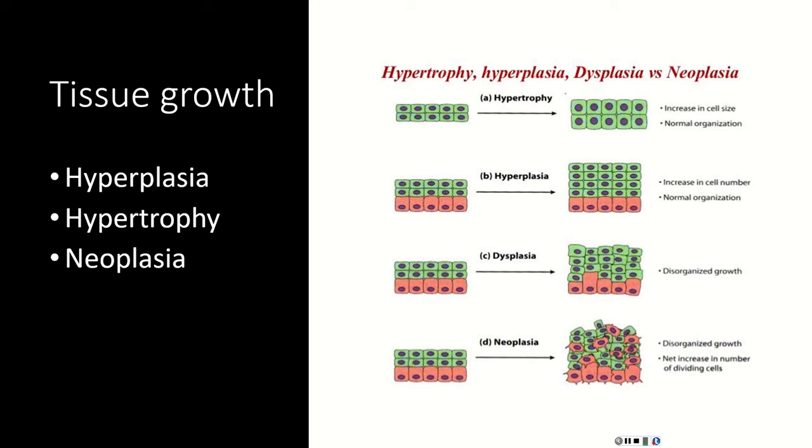Next, there is hypertrophy. In hypertrophy, the number of cells stays the same, but the cells themselves get bigger. So here we still have 10 cells and 10 cells, but the size of the cells are bigger.